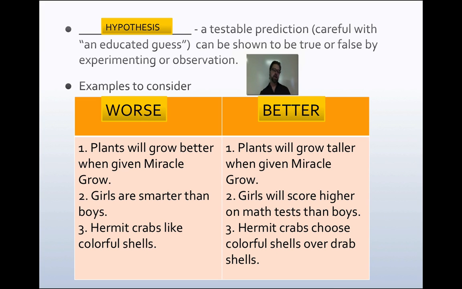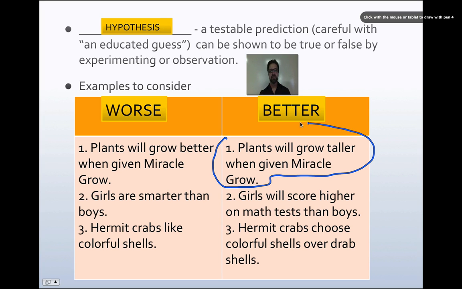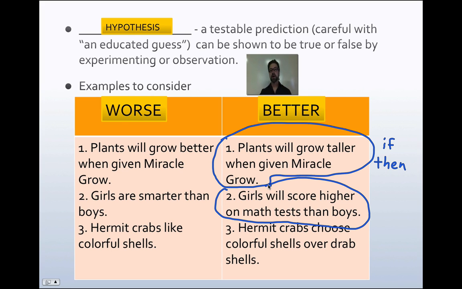So taking a look at a better example with the Miracle-Gro, this one over here, if I had to translate that into an if-then type statement or prediction, I could say if plants were given Miracle-Gro, then they will grow taller. So an if-then makes up part of the prediction portion of your hypothesis statement. I could do the same thing with number 2, with the girls versus the boys on the math test. If girls and boys are given math tests, then the girls will score higher. So again, if-then format is allowable there, and of course appropriate.